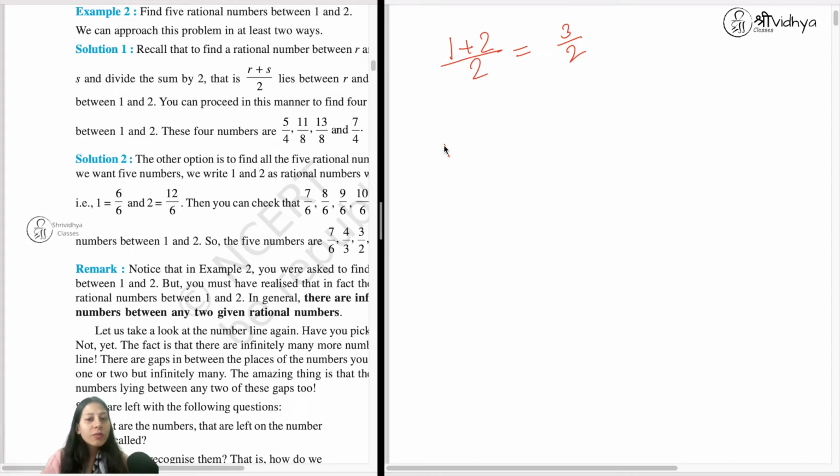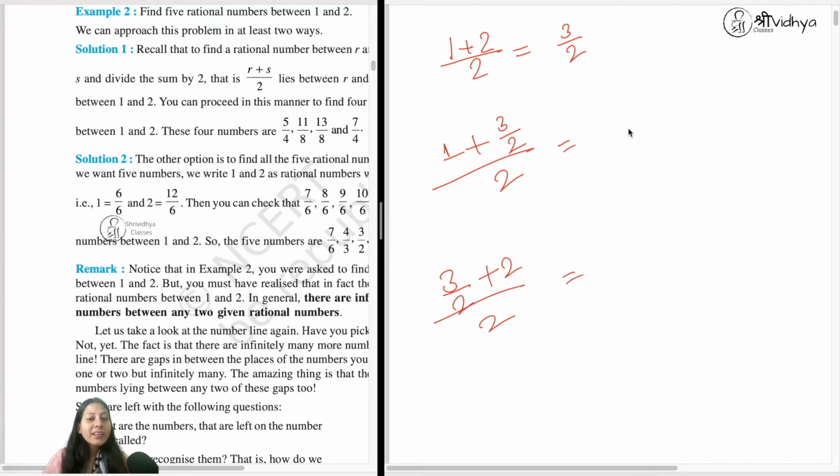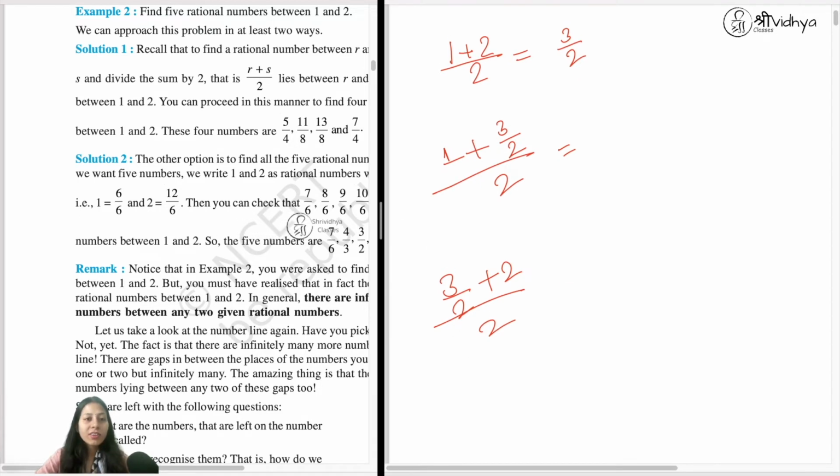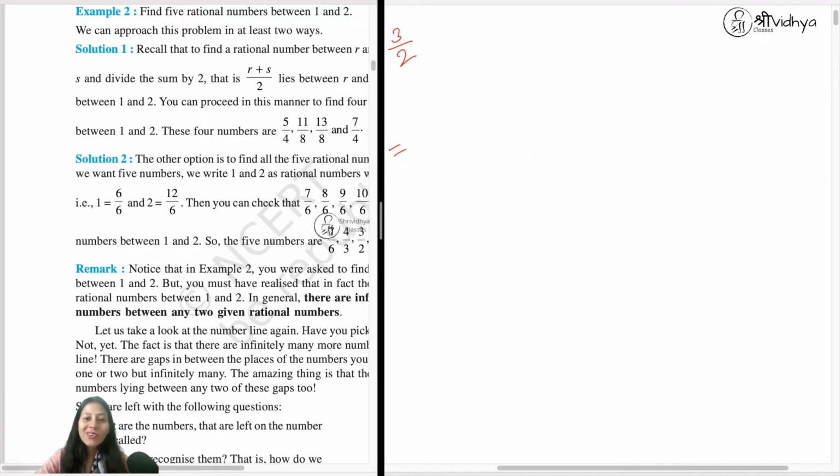Then you can find the number between 1 and 3 by 2, right? And similarly, you can find one between 3 by 2 and 2, right? Then their answers, and between any of these numbers. This is how you can find as many numbers as you want. But this method takes a little longer. So that is why we should use an easier method. Let's use the easier method now.